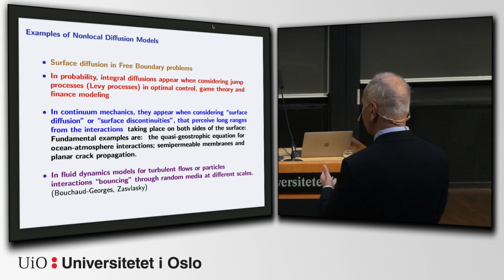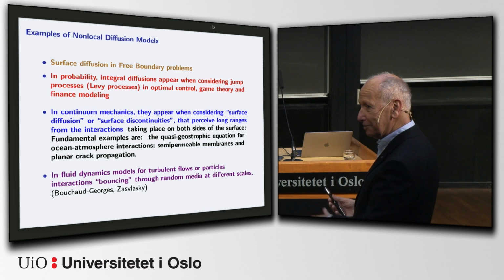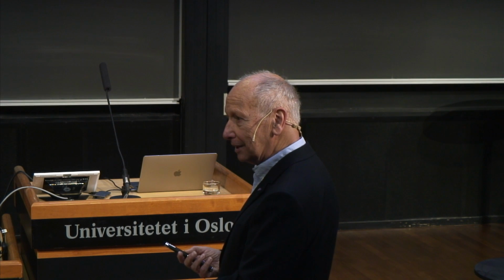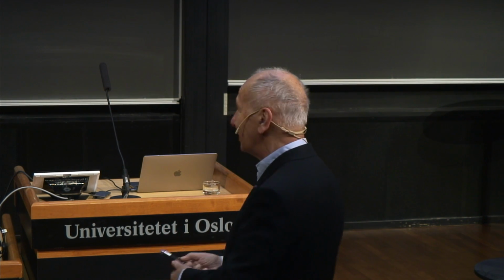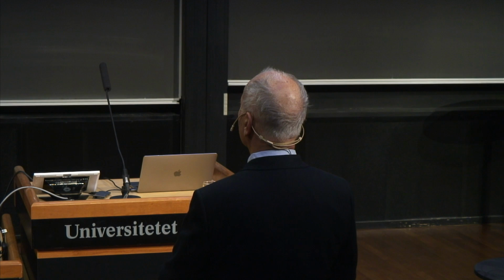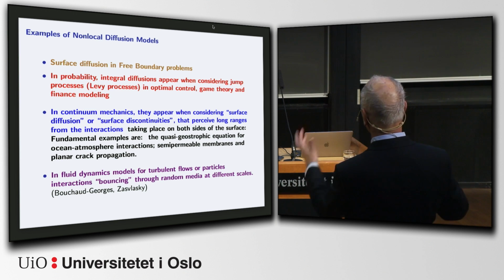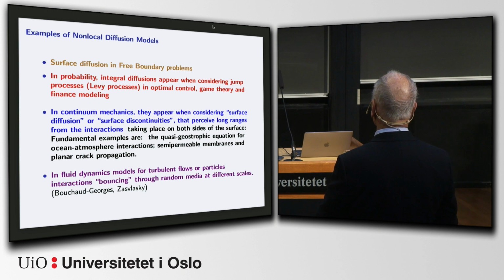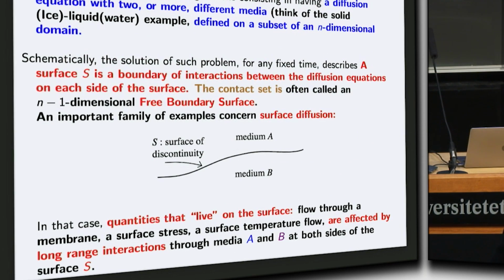Okay, so it's basically cases where it's not infinitesimal anymore. The mathematics, right? There is averaging and jumping and so on. So in fluid dynamics, models for turbulent flows or particles bouncing through random media, that's what I was saying, of this thing nearby that you want to average, and different scales. So here are some of the classical authors, right?